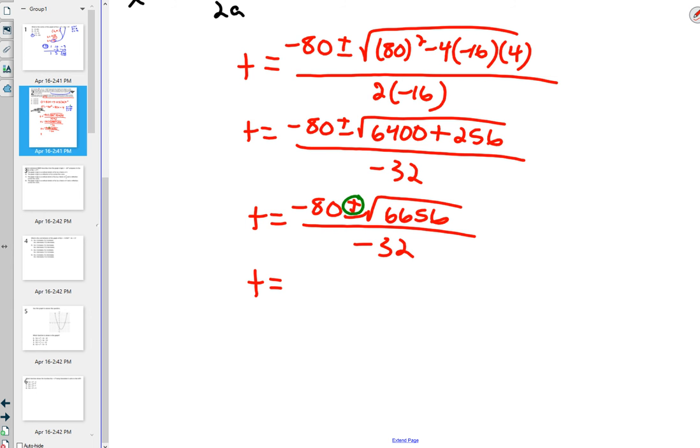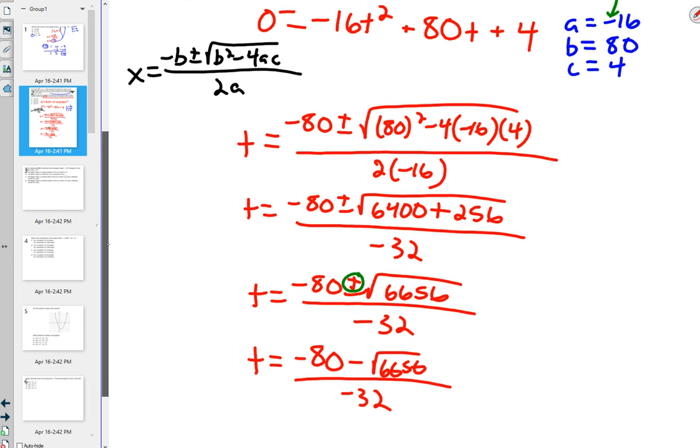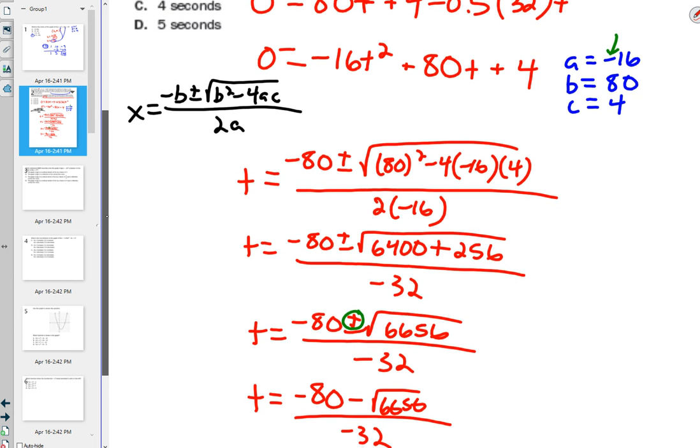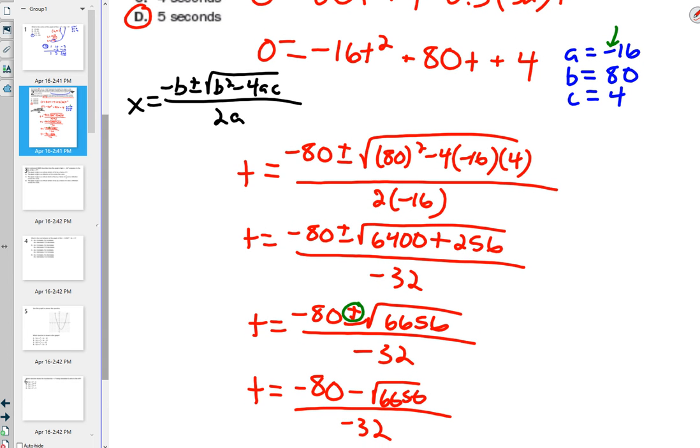So can somebody on their calculator just put negative 80 minus the square root of 6656 and divide by negative 32 and tell me what you get? I think I have to do all these myself, so I'm almost certain from memory that I ended up getting 5. I'm pretty sure it's going to give me D. That was the answer, but let me know if anybody's getting anything different than that on the calculator. Is that what you got, 5? Approximately, it's close to 5.